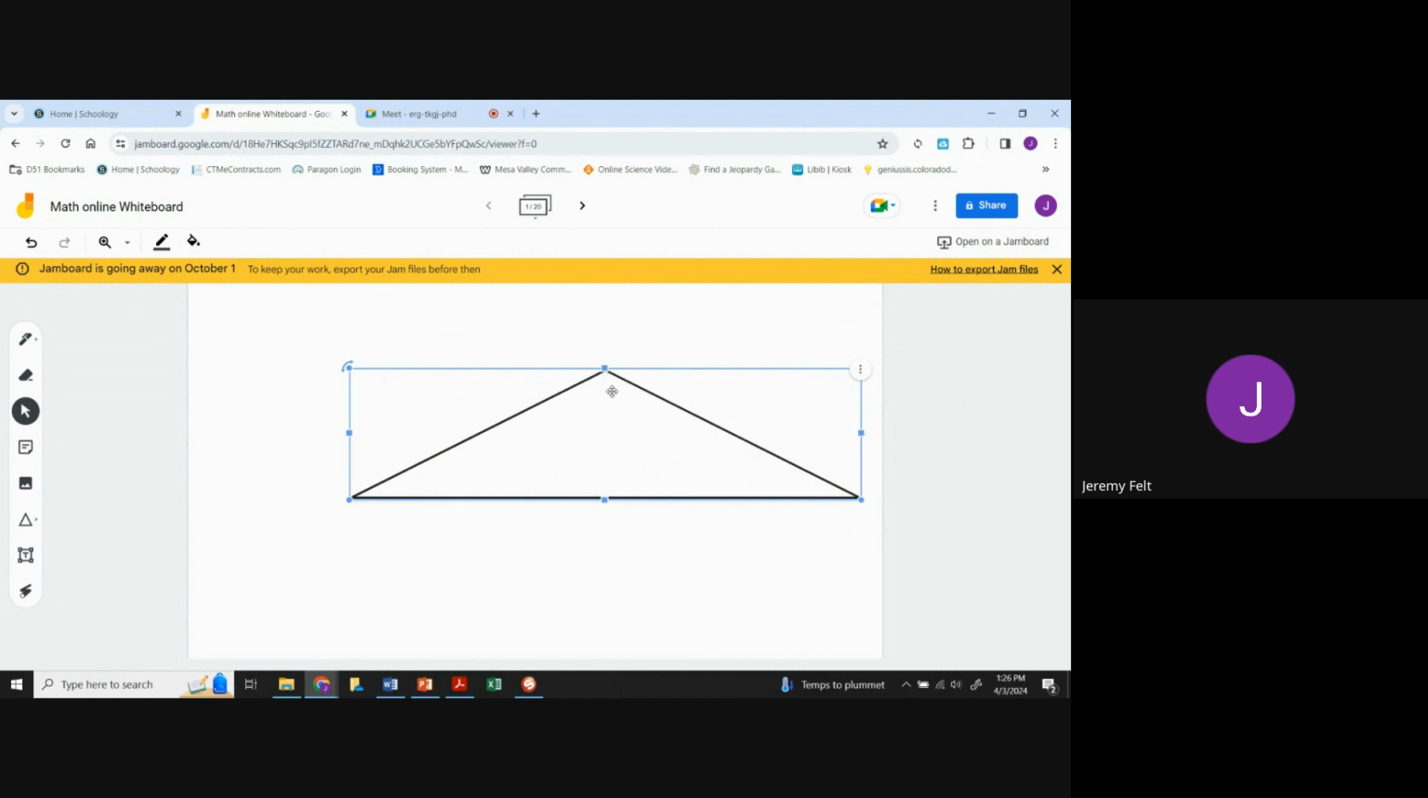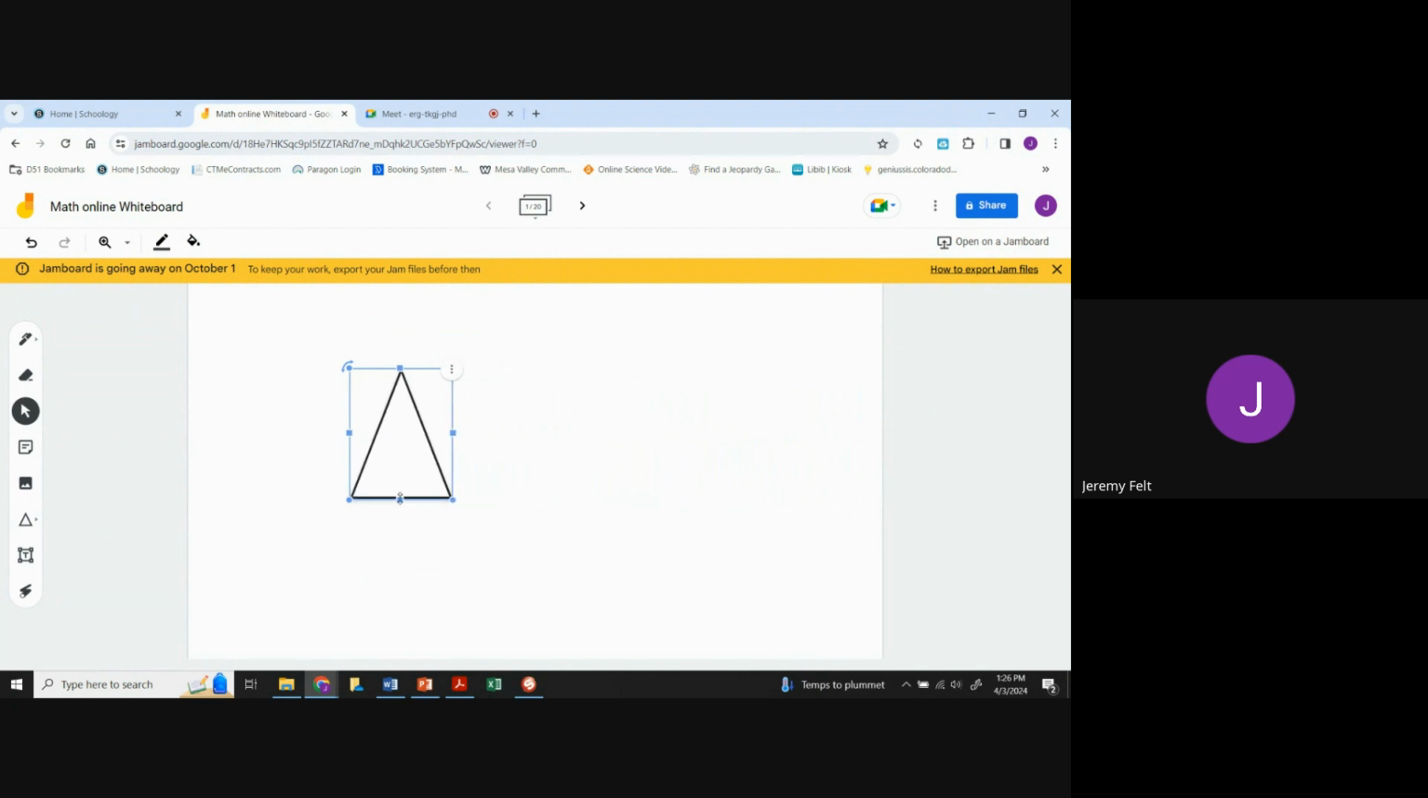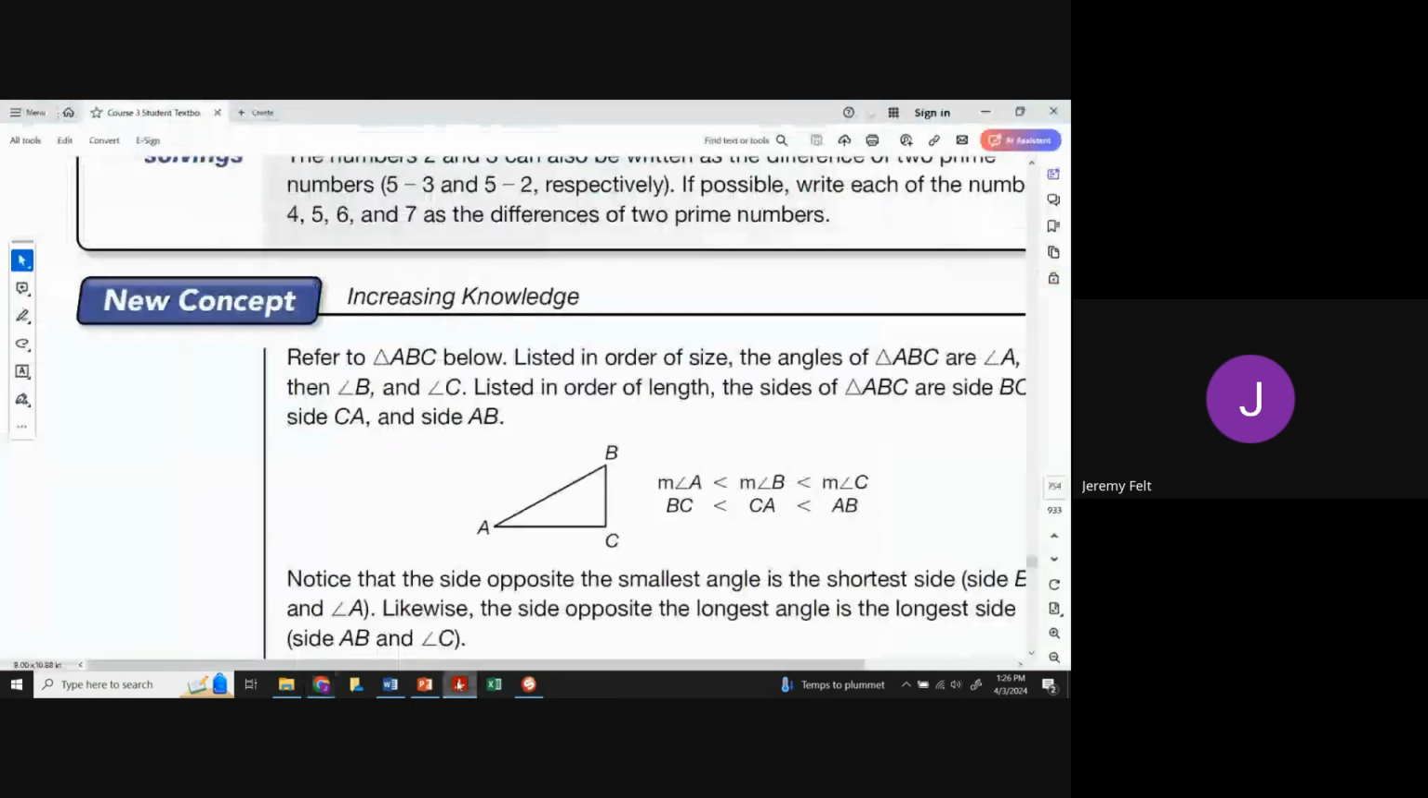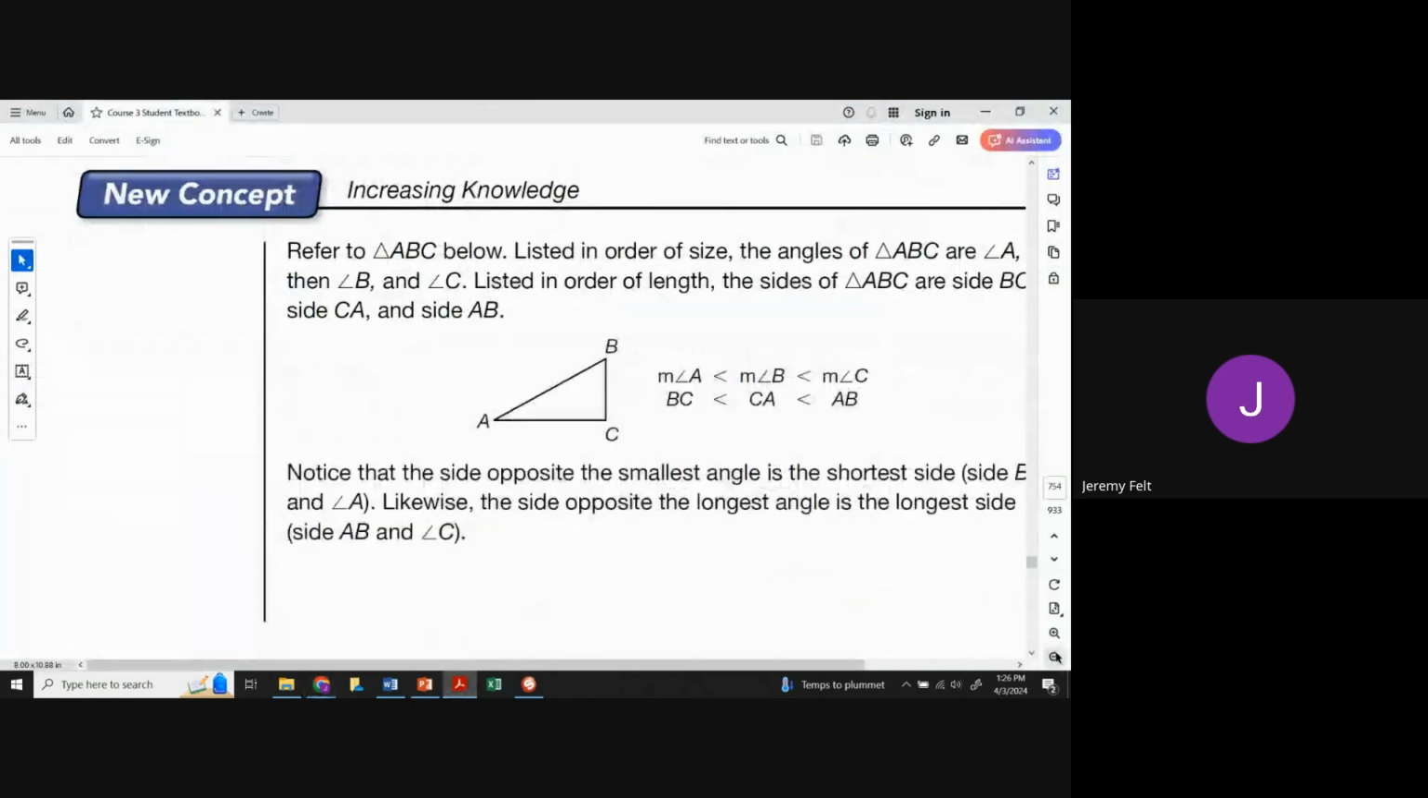This angle and all the other angles, but this one's easy to point out when we move this. As it gets smaller, the side length opposite it is getting smaller or shorter as well. So that's kind of what we're talking about when we're looking at this.